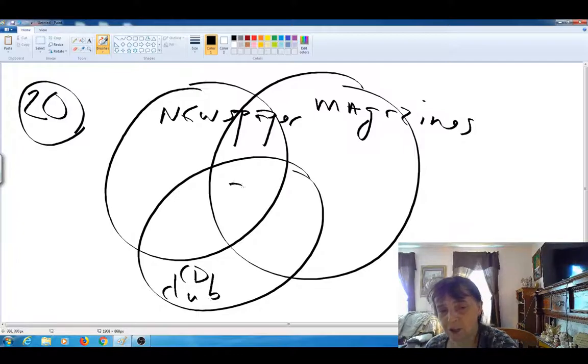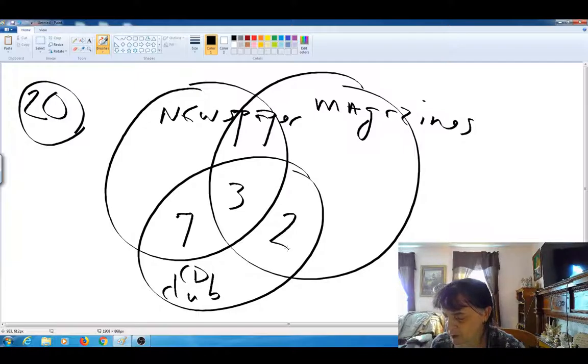Okay, 3 people did all 3. 3 subscribed to newspaper, magazines, and were members of a CD club. 10 people subscribed to the newspaper and were members of a CD club, so it'll be 10 minus 3 is 7. 5 subscribed to magazines and were members of a CD club, so 5 minus 3 will be 2. 17 were members of a newspaper and magazine, so 17 minus 3 will be 14.